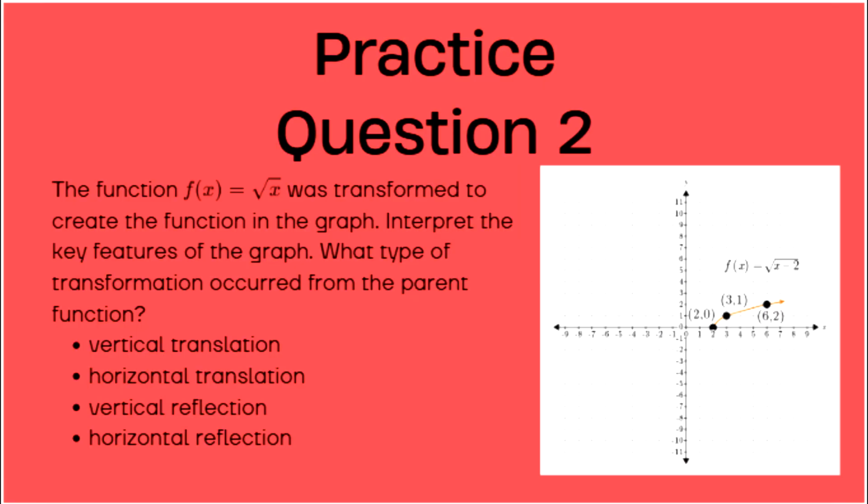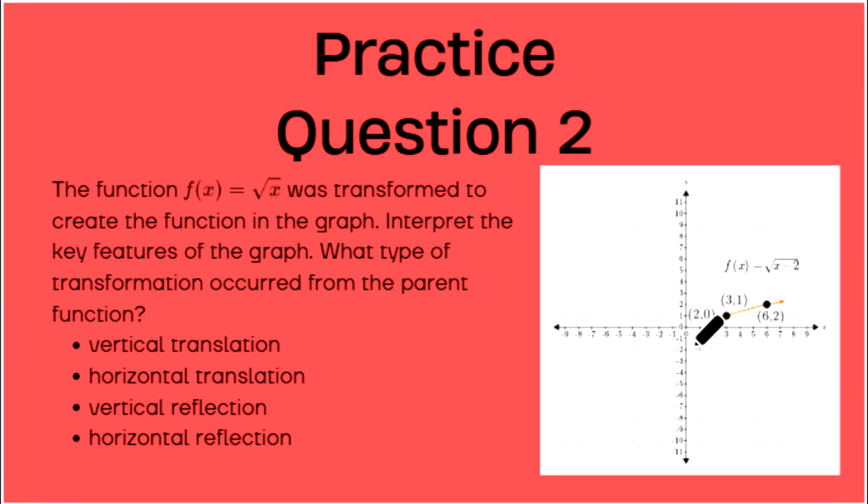Practice question number 2, the function f of x equals the square root of x was transformed to create the function in the graph. Interpret the key features of the graph. What type of transformation occurred from the parent function? Okay, well, we know, you figure it out and then come back.